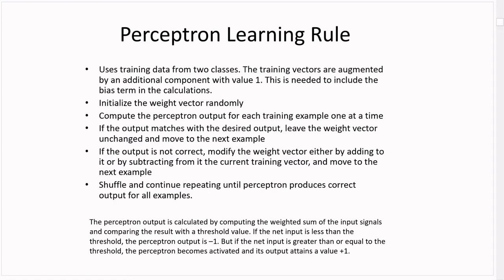As we go over the examples, we shuffle them and continue repeating over and over again till we come to a situation where the perceptron produces the correct output for all examples.